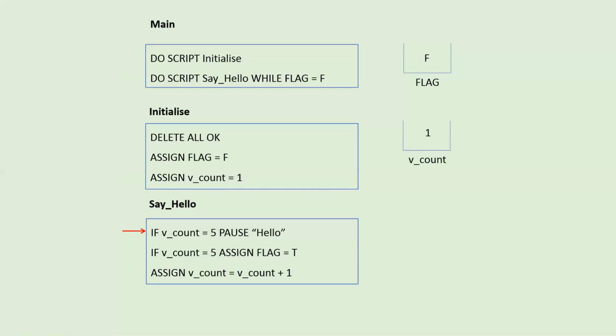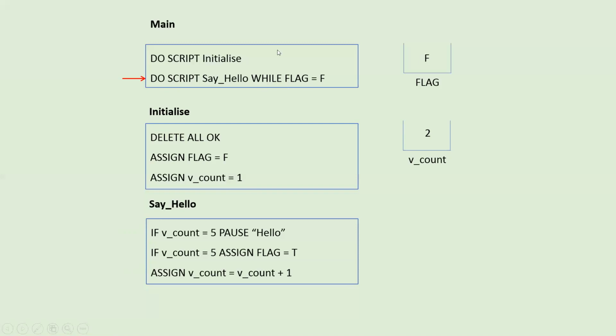So now let me go to the next instruction of say hello. If vCount equals 5, I need to change what's in this variable called flag. Well, I'm not going to change what's in flag because vCount, I noticed, is a 1. It's not a 5. So let me go to the next instruction. It says assign vCount equals vCount plus 1. So whatever is in vCount, I need to increase that value by 1. So I'm going to carry out that instruction. That becomes a 2. And then I need to jump back to the main script because of this word while.